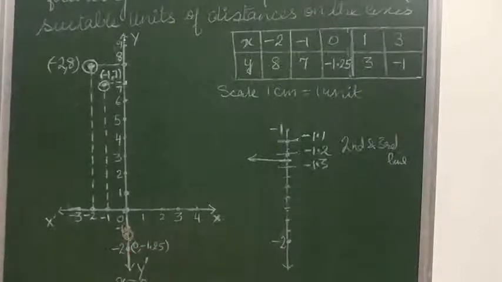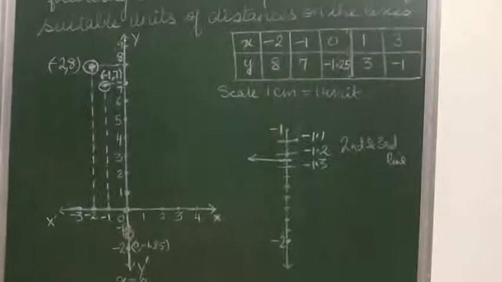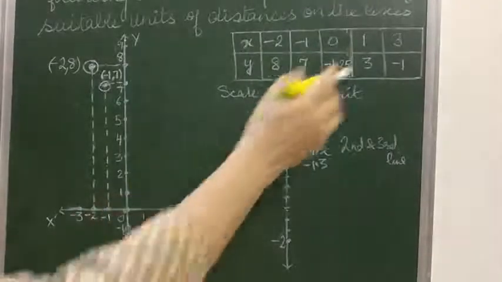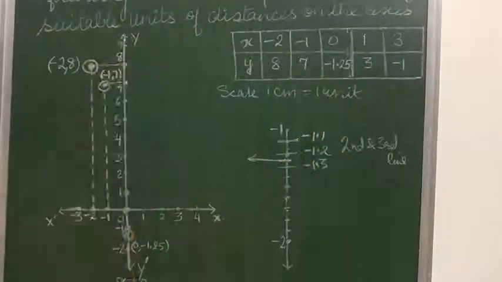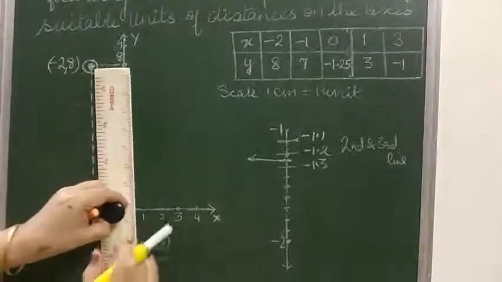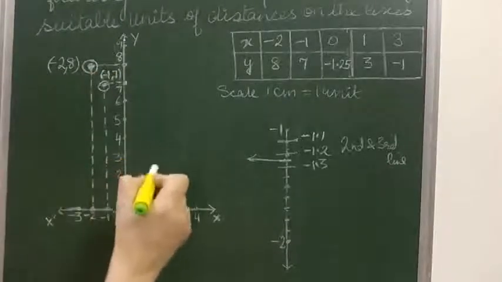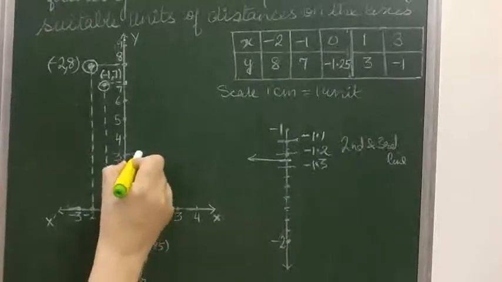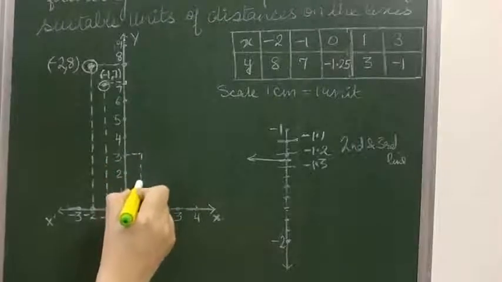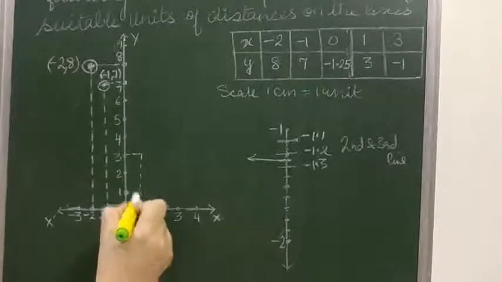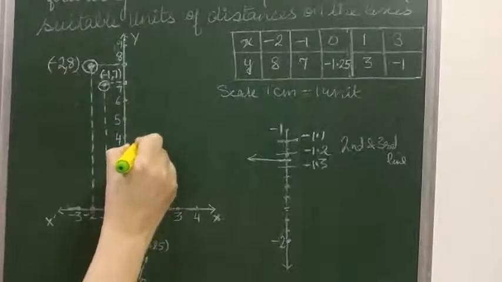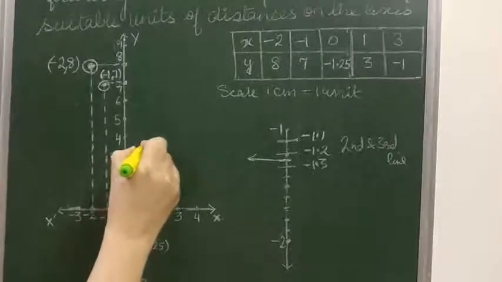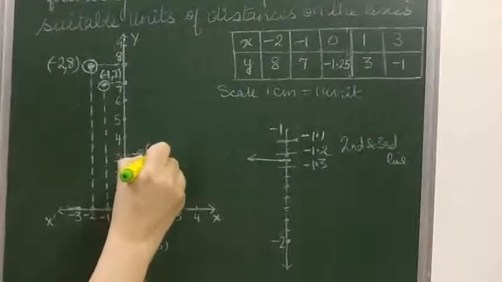Now let us plot 1 and 3. For plotting 1 and 3, x is 1, so a vertical line will be drawn from x. Or directly we can do it here, 1 and 3. First you can draw a horizontal line, and then a vertical line, and this point which you get is the ordered pair 1, 3.